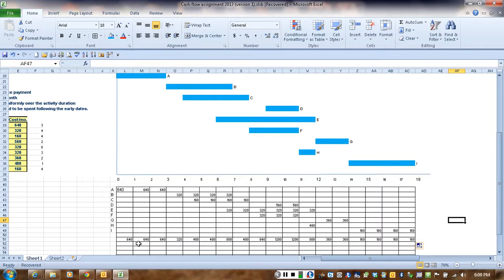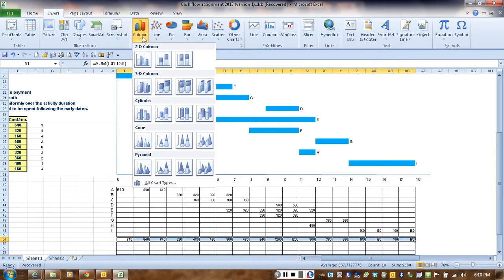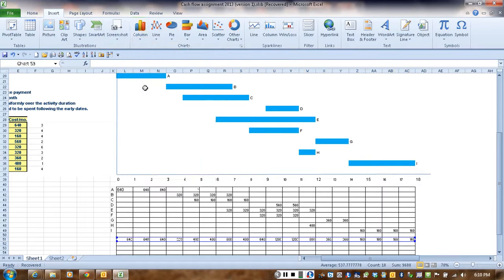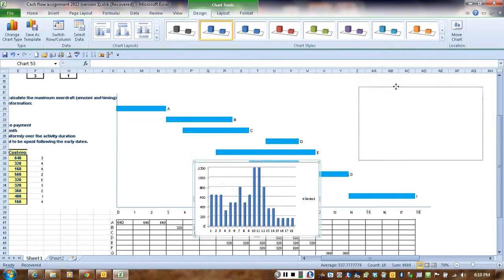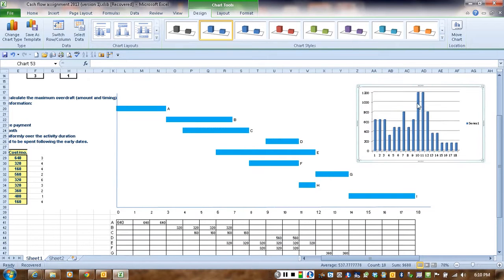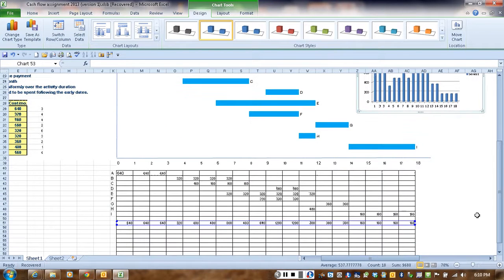As you can see, we can actually plot these into a graph to show our resource histogram. So insert graph like that. Here it shows basically my expenditure for each month, and it shows that months 10 and 11 are going to have the largest expenditures, and so on. That's based on these numbers.